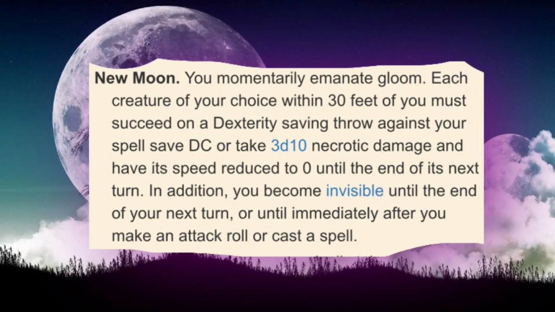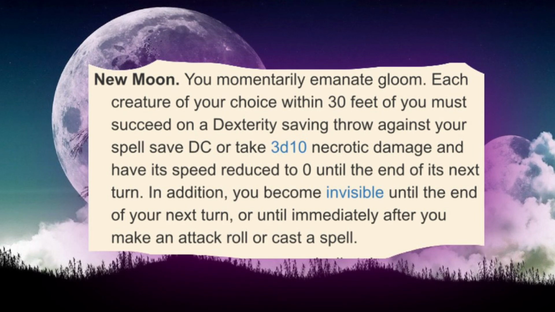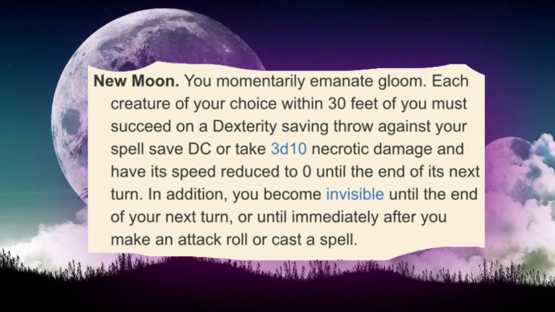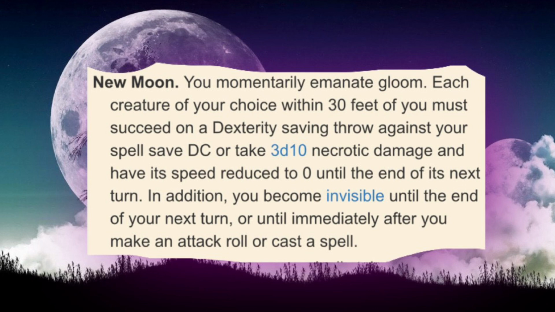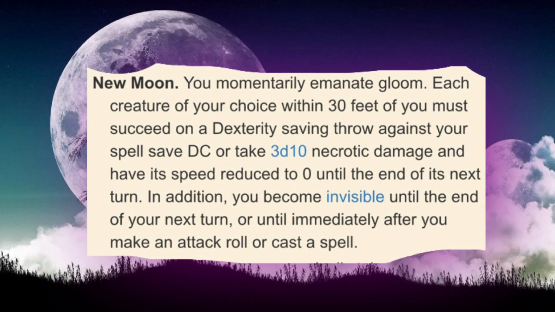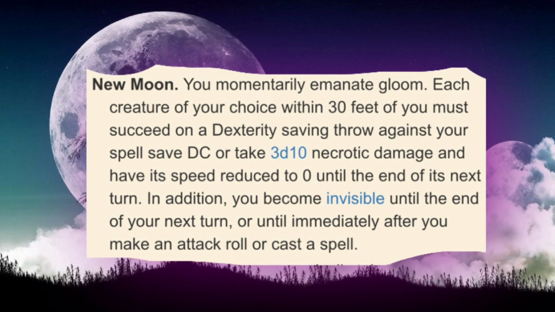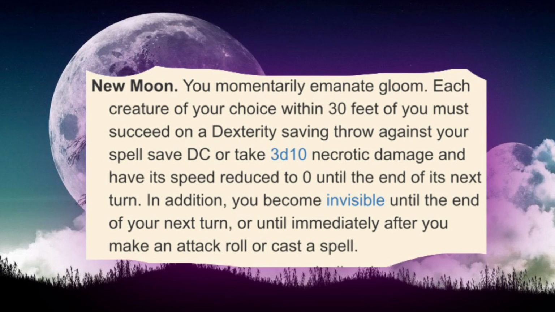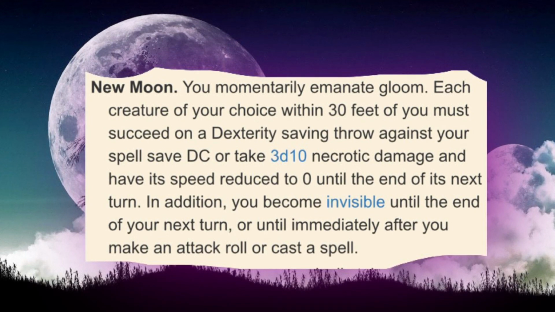New Moon. You momentarily emanate gloom. Each creature of your choice within 30 feet of you must succeed on a Dexterity saving throw against your spell save DC or take 3d10 necrotic damage and have its speed reduced to 0 until the end of its next turn. In addition, you become invisible until the end of your next turn or until immediately after you make an attack roll or cast a spell.